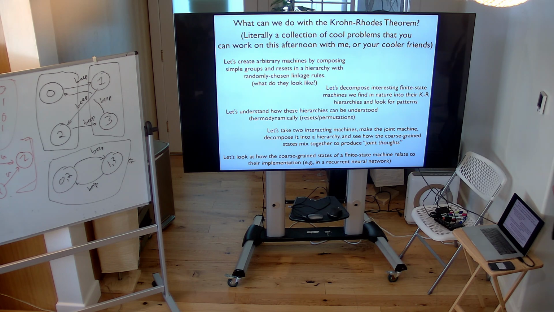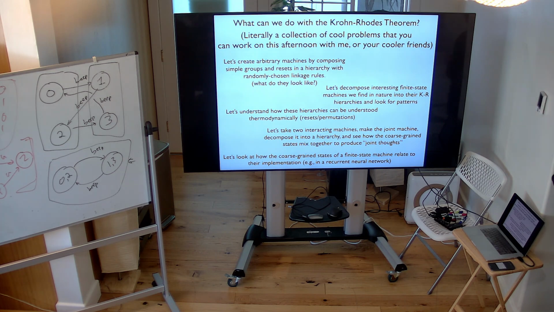One thing that's kind of fun is, let's say I take two interacting machines, like two people interacting with each other, sending symbols back and forth. I can produce a joint machine out of that, which is the direct product of their internal states. When I do the decomposition, what does the top level machine look like, right? The coarse-grained description of two people interacting, what are those states? How do they mix the states of the individuals?